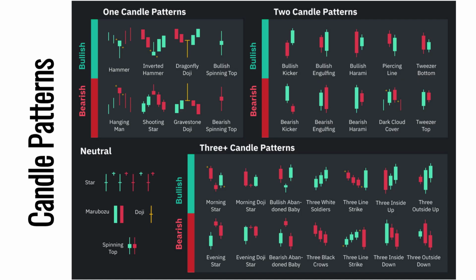There are also patterns. For example, a hammer. It has a small body and a long lower shadow. It can mean the price may go up. A shooting star. It has a small body and a long upper shadow. It can mean the price may go down. And a doji. Here, the open and close are almost the same. This shows indecision in the market. So, candlesticks are like stories. They tell us how buyers and sellers are fighting. If you learn to read these stories, you will understand the market better.